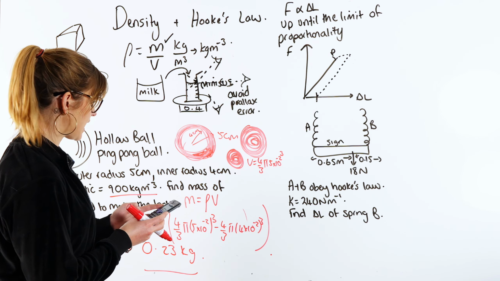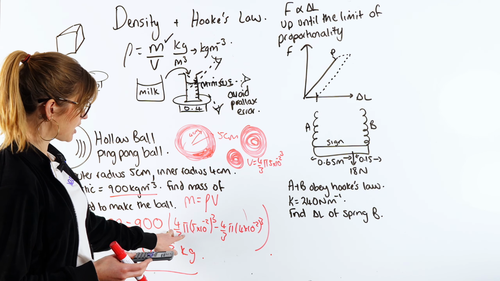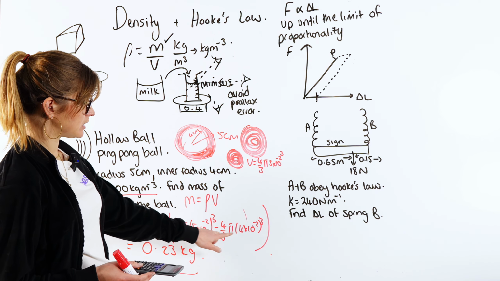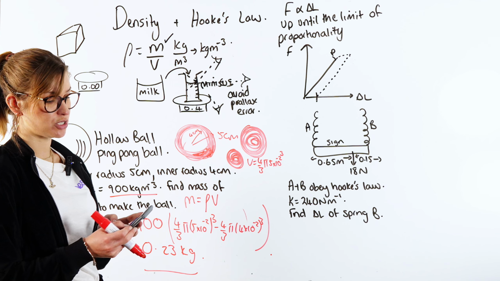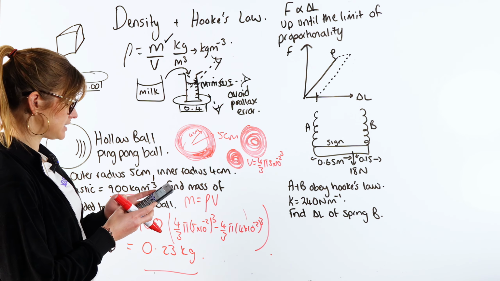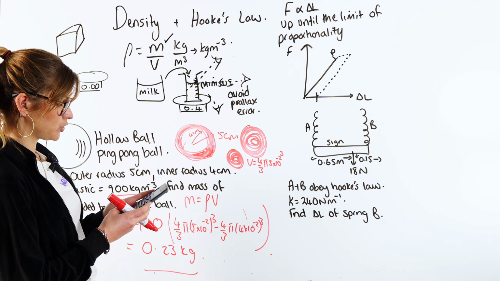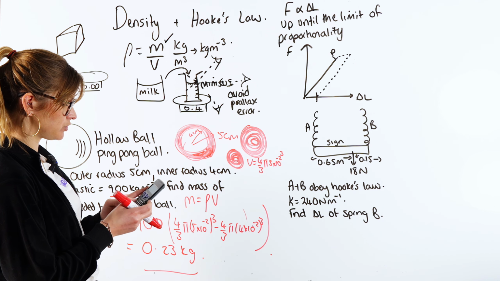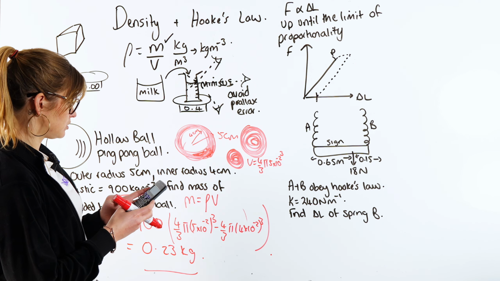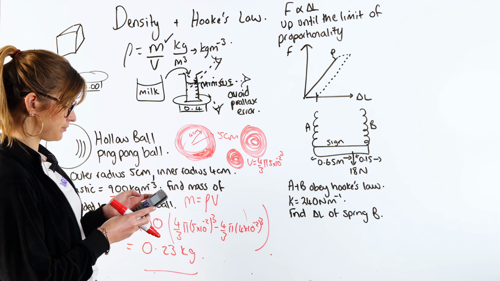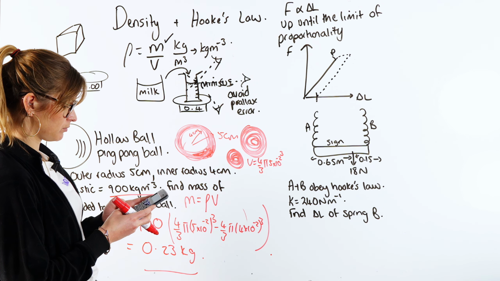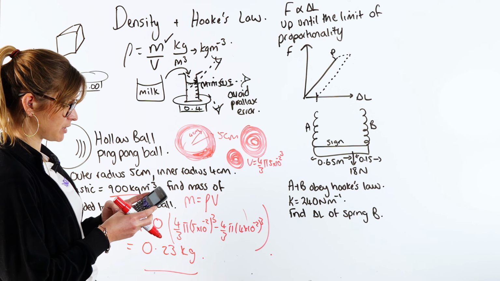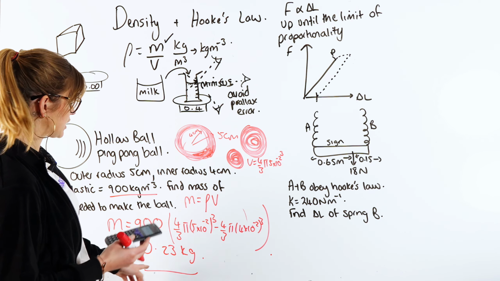So again, what you're doing is you can also take your 4/3 out of the bracket and just do your 5 times 10 to the negative 2 cubed, take away your 4 times 10 to the negative 2 cubed, multiply by pi, multiply by 4, divide by 3, and multiply by 900. And I got the same answer.